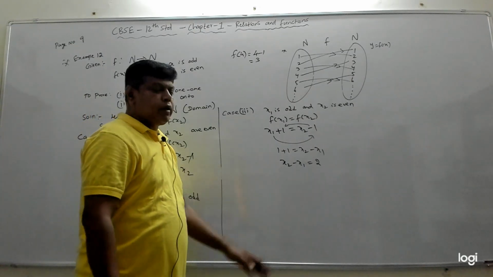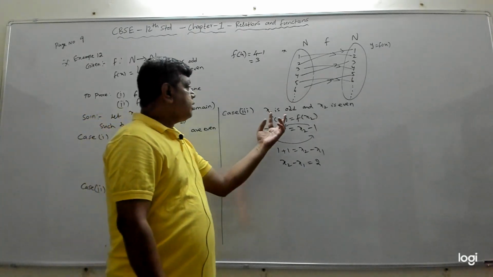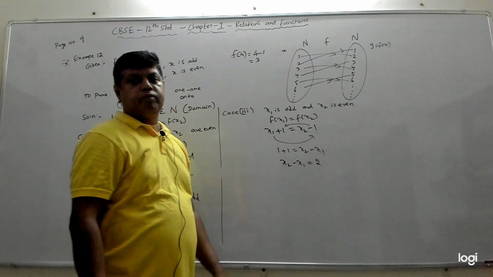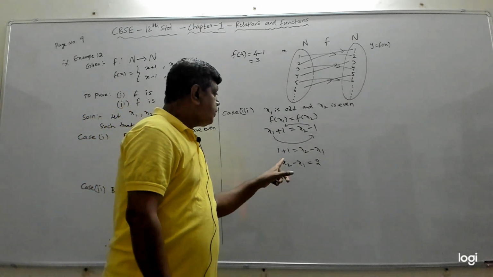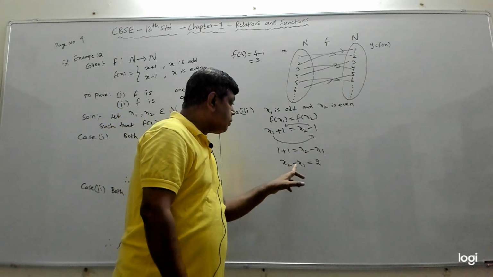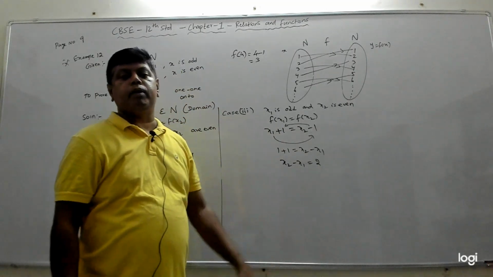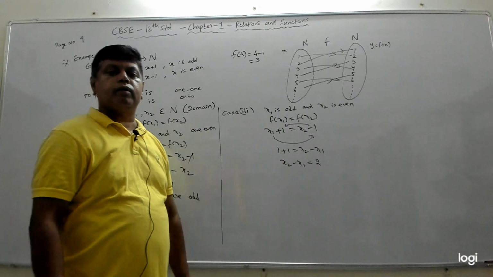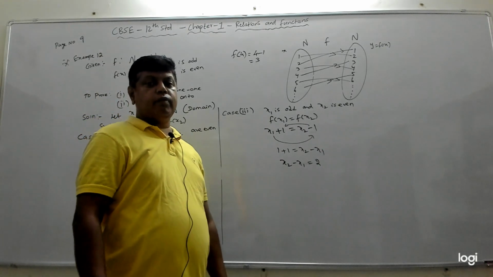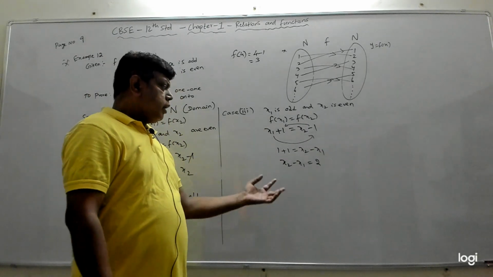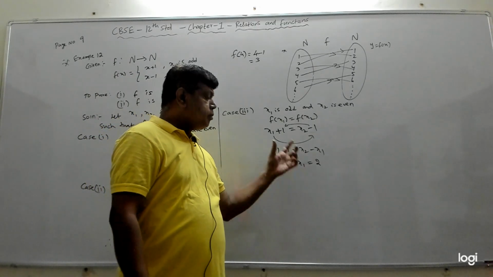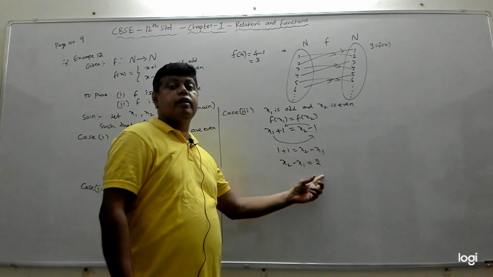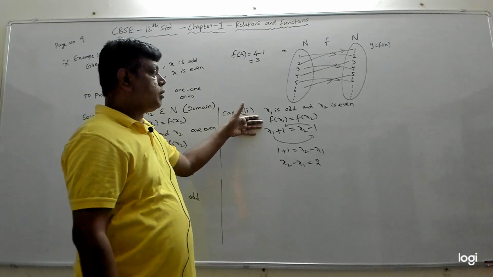But there is a problem here. What is the problem? x1 is an odd number, x2 is an even number. How can a difference between an even number minus an odd number be an even number? The difference between an even number and an odd number will always be an odd number, but here we are getting an even number, which means this case is not possible.